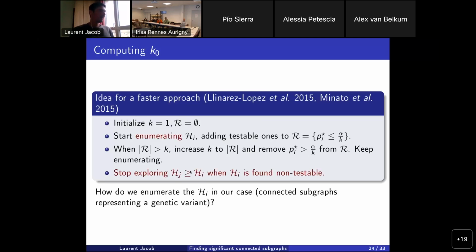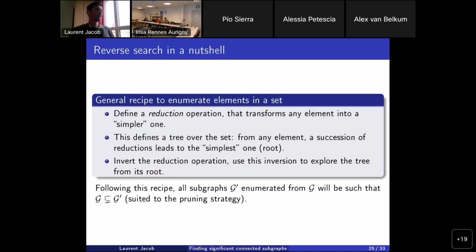And so the question will be, how do we do this exploration in our case? And that's going to be the second. There were two main difficulties in our problem. One is solved by, like I said, this testability issue. The second one is that if we want to use this testability idea efficiently, we need to explore efficiently the set of hypotheses. So how do we do it?